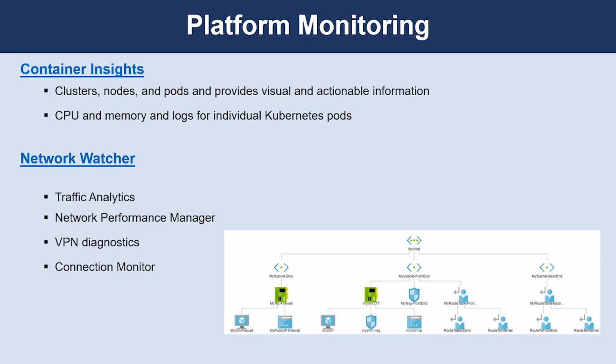The next one is Network Performance Manager, which can generate synthetic traffic to measure the performance of the network connections over multiple links. VPN Diagnostic troubleshoots site-to-site VPN connections connecting the application to users on premises. Connection Monitor measures the network availability between sets of endpoints.